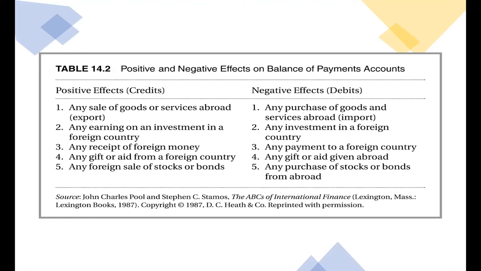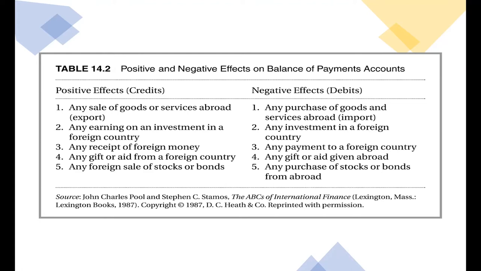And I described before how a Nigerian owns an airport, I believe it's Gatwick airport in the UK. That's an investment, right? The money used to purchase that airport is an investment in a foreign country, and that is a negative for Nigeria, a debit. Because the earnings are positive, but the money that went into the investment in the first place was a debit because it was an outflow. It was going from Nigeria to the UK.